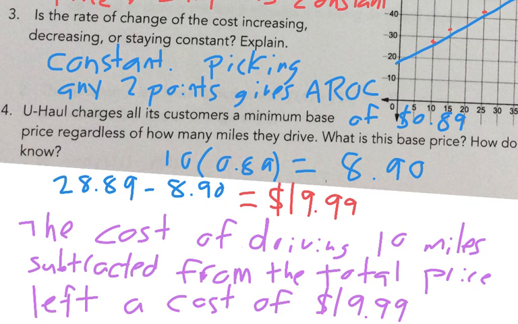So what things have we found? We found the average rate of change, which is the slope, and then we found the y-intercept. So if I know the slope and the y-intercept, and then they ask me on number 5, write an equation, C of M, for the cost of renting the U-Haul and driving it M miles.